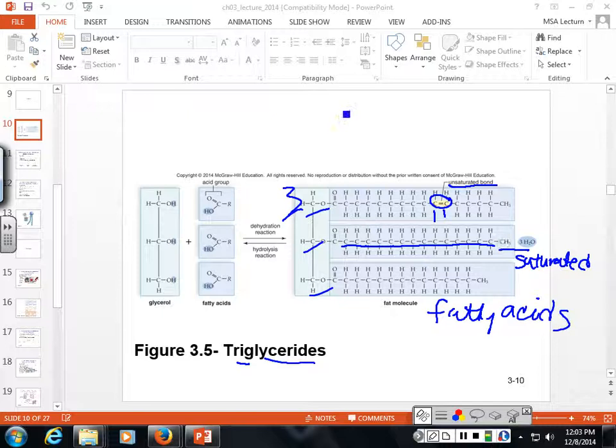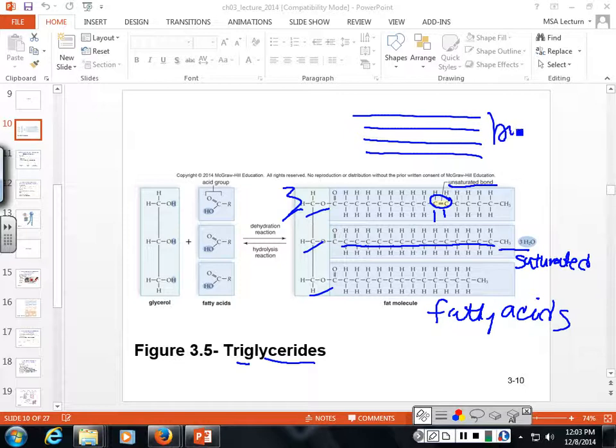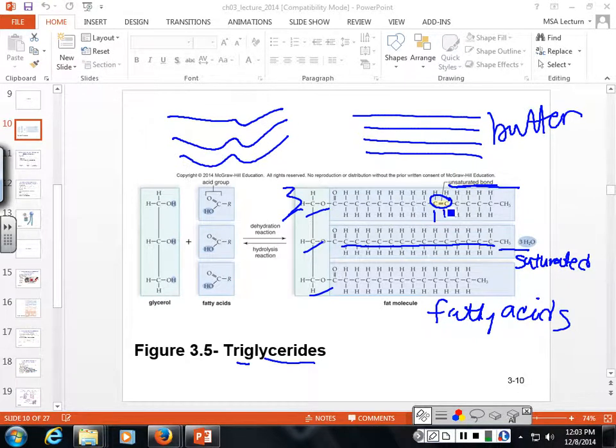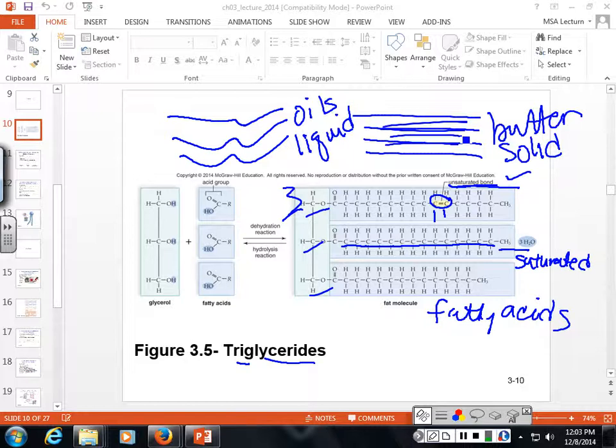So saturated fats lay flat and they stick together. So think of butter. Unsaturated fats have this little kink in their tail because of this double bond. So think of oils. So this is a liquid and this is a solid. So that's why sometimes they say that unsaturated fats are better for you, because they're in liquid form, so they don't pile up. They don't stick together. They don't stick on the inside of your blood vessels.